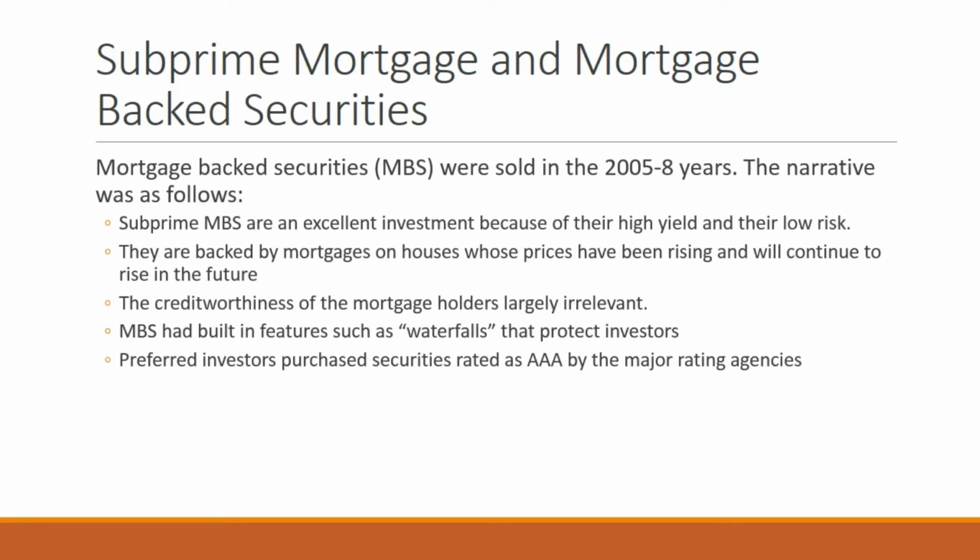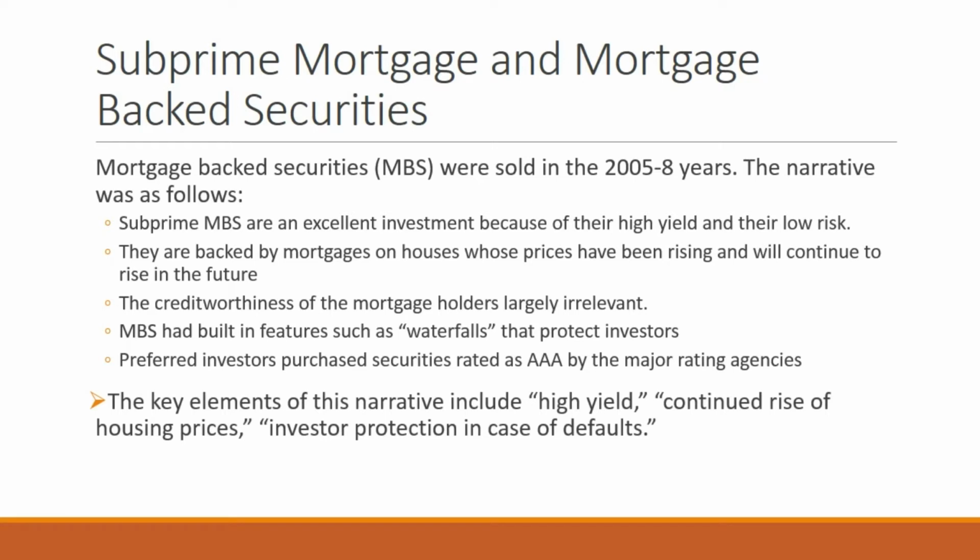Another element of the narrative is that because they're backed by mortgages and the price of houses has been rising and will continue to rise in the future, the creditworthiness of the mortgage holders was largely irrelevant. In other words, the bonds would be repaid because the price of houses was going up, not because the mortgage holders had the credit or the wherewithal to pay for the mortgages. In addition, mortgage-backed securities had built-in features such as waterfalls that protect investors. And finally, preferred investors, those who purchased a AAA tranche of a mortgage-backed security, had a AAA rating by the major rating agencies. In other words, this tranche had the same credit risk as U.S. government bonds.